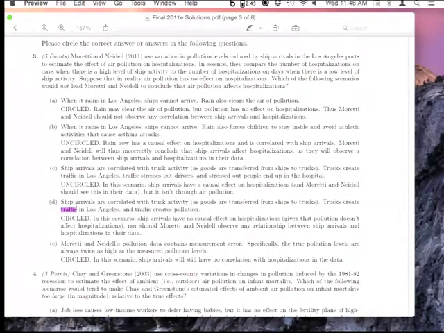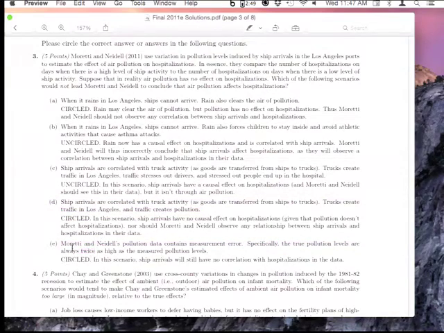So it's the same thing as the third one, but now it says trucks create traffic in Los Angeles and traffic creates pollution. So this is kind of similar to the answer to question A, right? In that we again have a factor that's correlated with ship activity, but now it's not correlated with hospitalizations. It's only correlated with pollution, which we already stated at the beginning of the question is not causing hospitalizations. So that's not going to generate a correlation between ship activity and hospitalizations. Therefore, it won't cause a bias, and so we circle it.